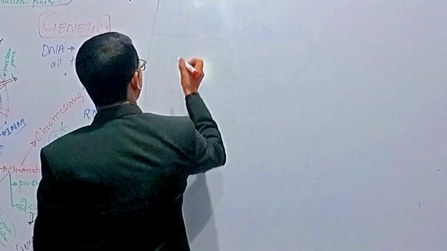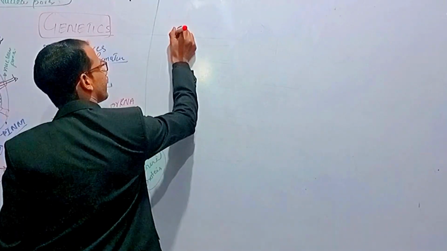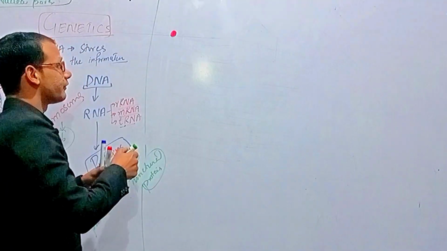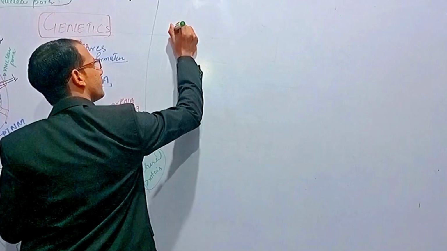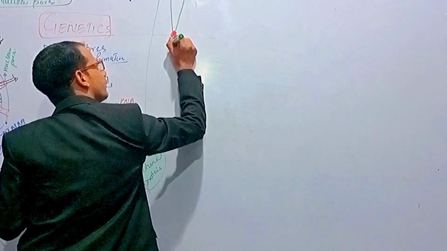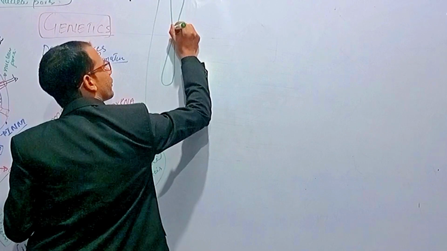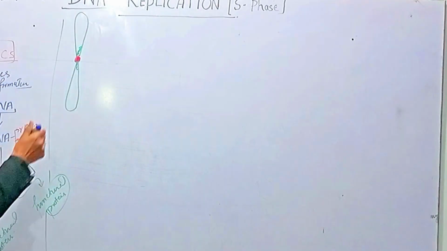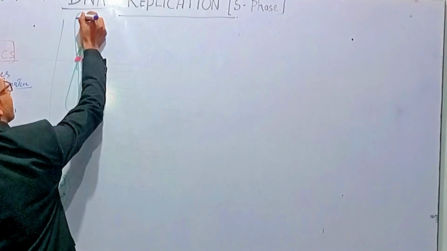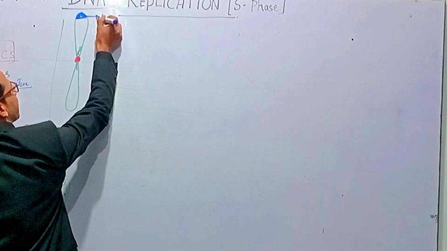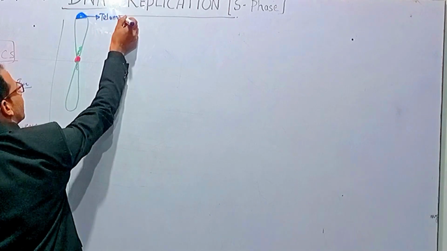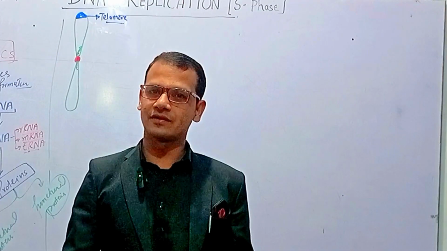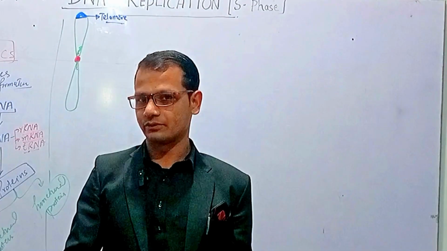For example, this is our centromere, right? And we have this chromosome, right? What is the tip of this chromosome called? Telomere. Why is the telomere important? Anyone? Why do we separate this part of the chromosome?